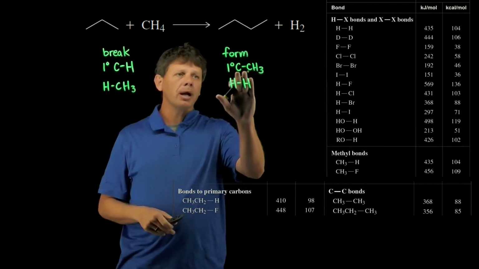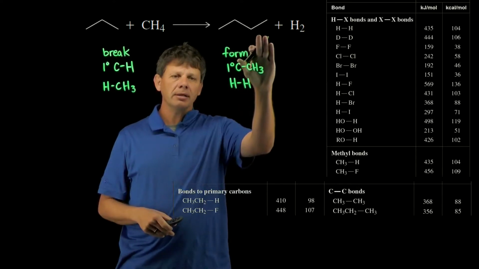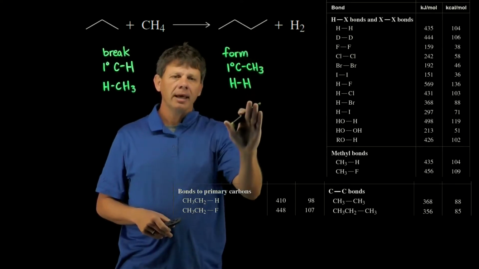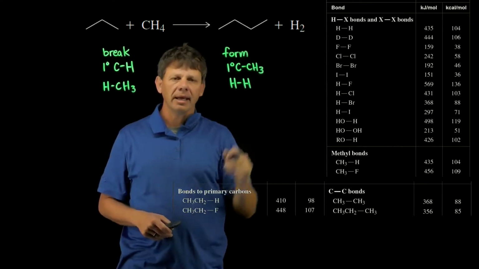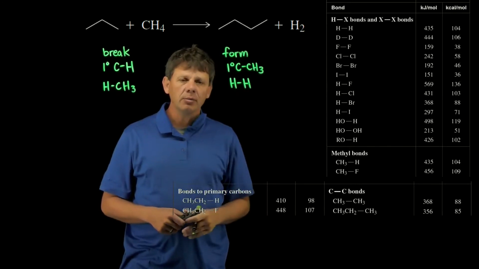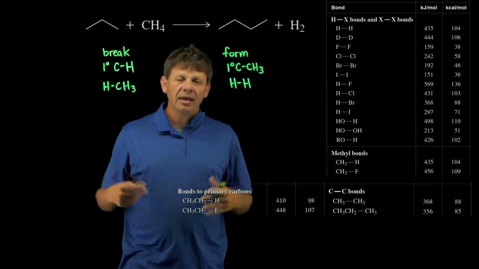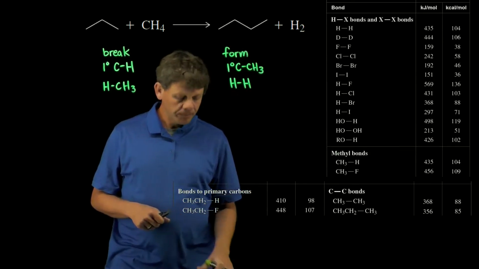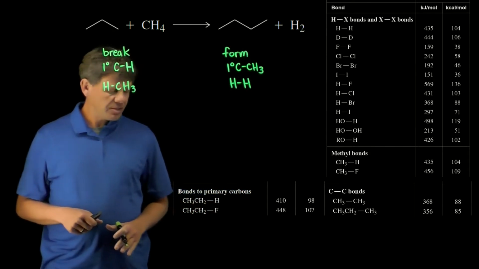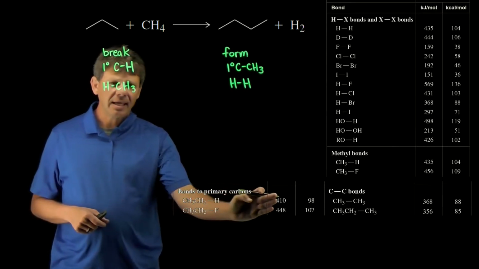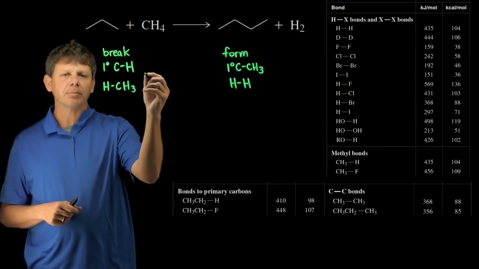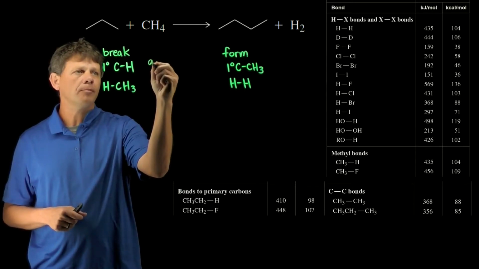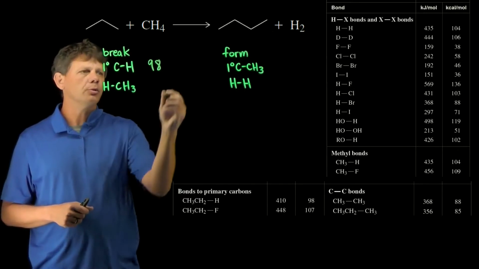We'll be forming the primary carbon CH3 bond, the one shown here, and we're forming an HH sigma bond in the molecule H2. On the screen, we have our bond association energies, and so we can now apply those. We note that the primary CH bond has a bond association energy of 98 kilocalories per mole. So we're going to use kilocalories per mole as our units here.